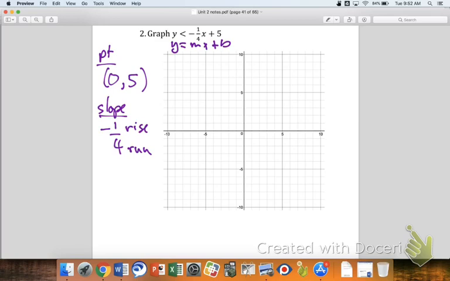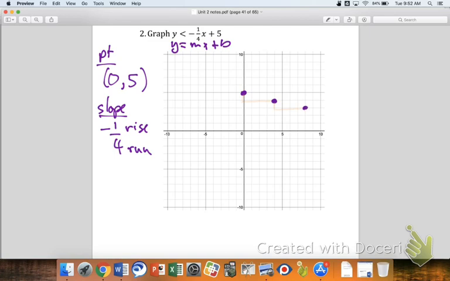Okay, so I plot the point first. The point is 0, 5. 0, 5 is right about there. And then my rise, what does a rise of -1 mean? Down 1. Yeah, so we're going to go down 1 and then right 4. So down 1, right 4. So there's a point right there. And then down 1, right 1, 2, 3, 4. So there's another point there.